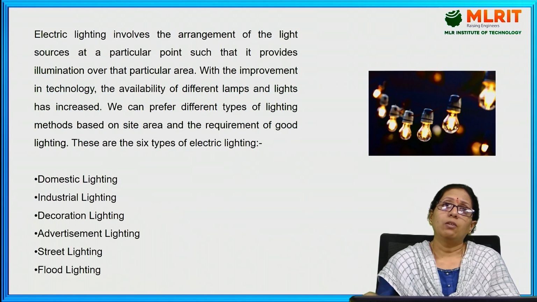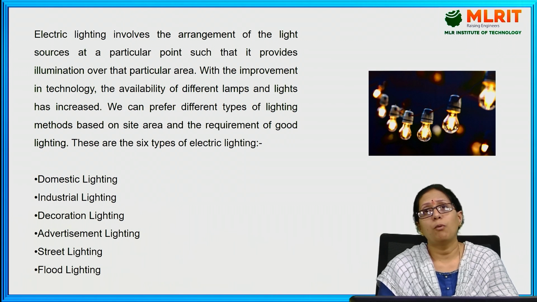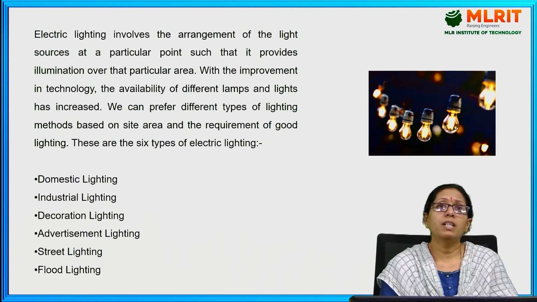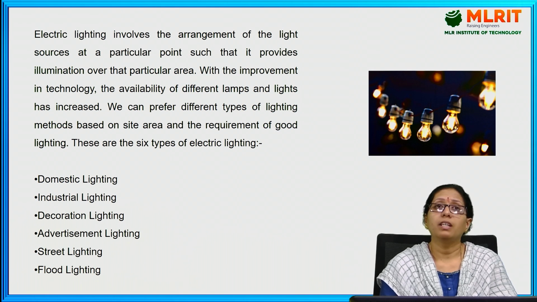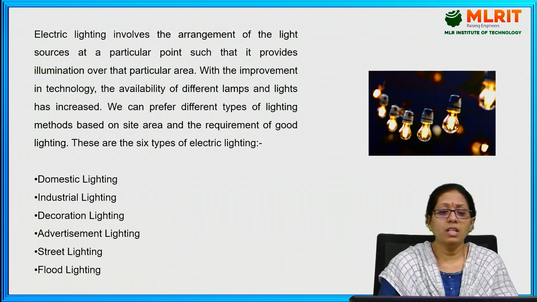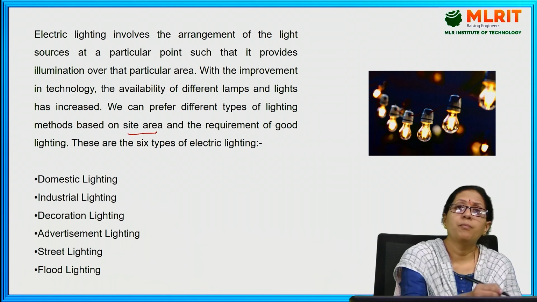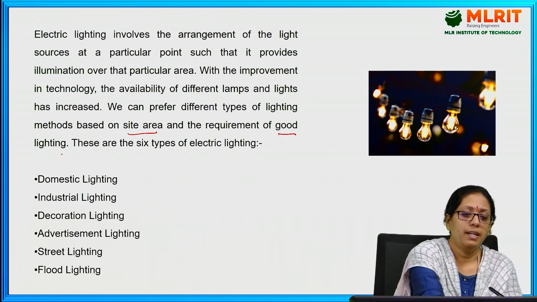Electrical lighting involves the arrangement of light sources at a particular point, such that it provides illumination over that particular area. With the improvement in technology, the availability of different lamps and lights has increased. We can prefer different types of lighting methods based on the site area and requirements of good lighting.